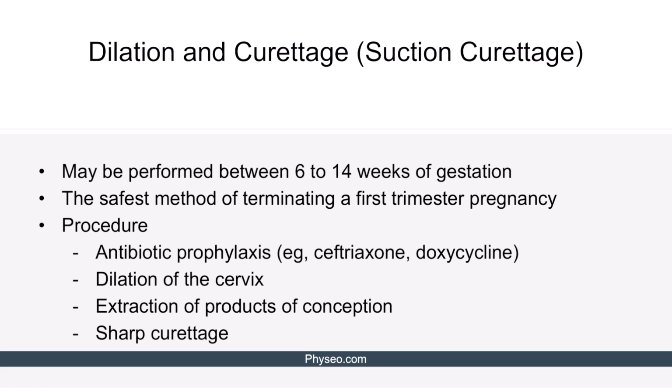Now, dilation and curettage, or D&C for short, or suction curettage, is a procedure that can be performed between 6 and 14 weeks of gestation. And it's actually considered to be the safest method of terminating a first trimester pregnancy. And the basic steps of the procedure are as follows. Patients are first given prophylactic antibiotics, such as ceftriaxone or doxycycline, and that's to minimize the risk of a peri-procedural infection. And once the procedure begins, the clinician dilates the cervix, extracts the products of conception with a suction cannula, and then performs sharp curettage to ensure a complete termination of pregnancy.